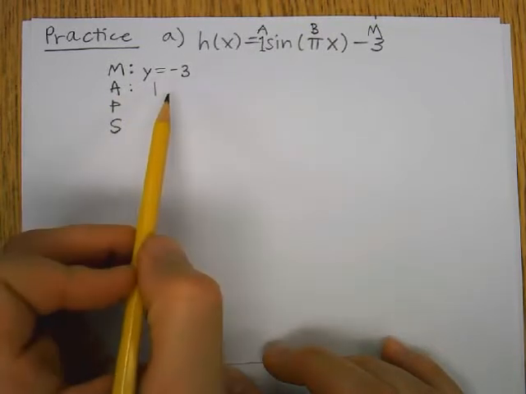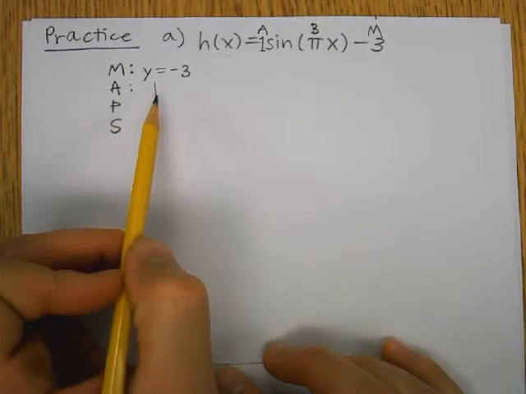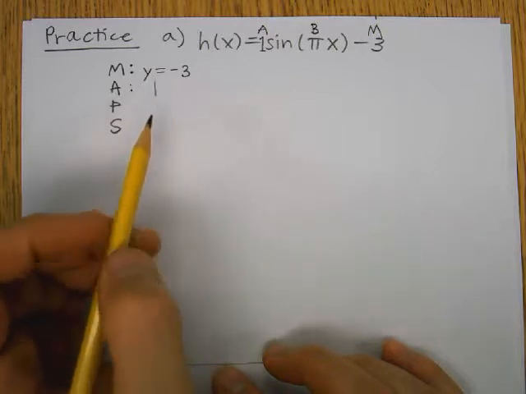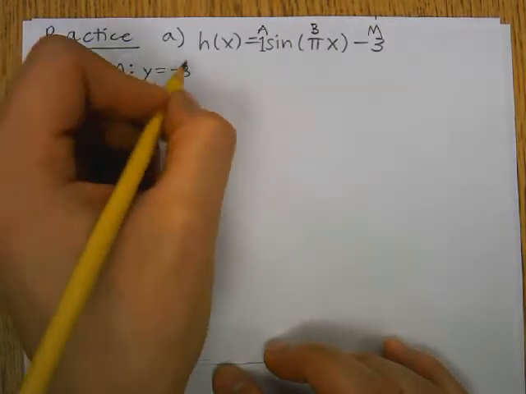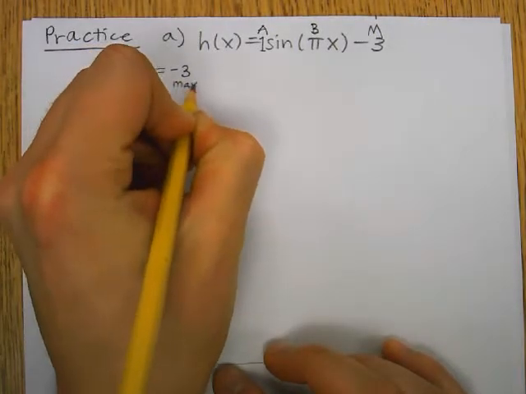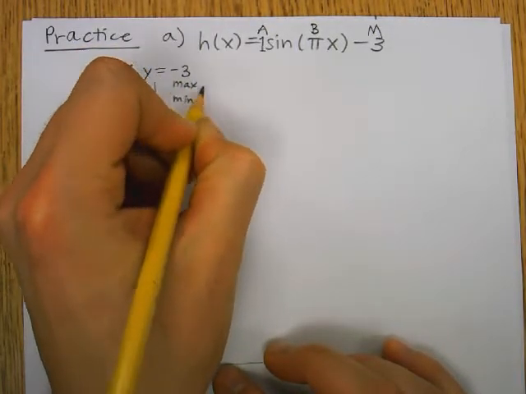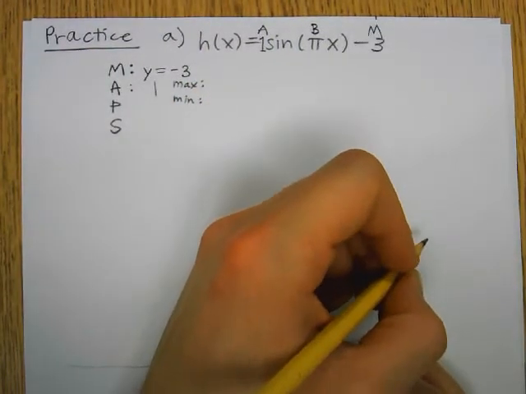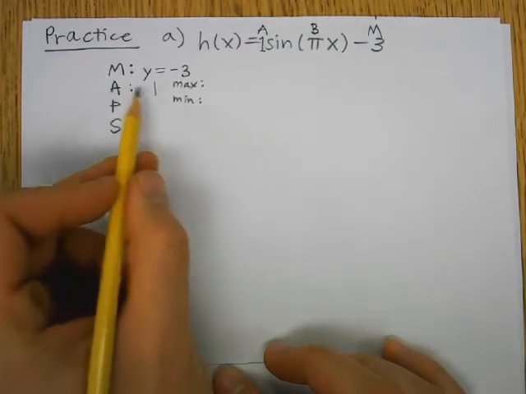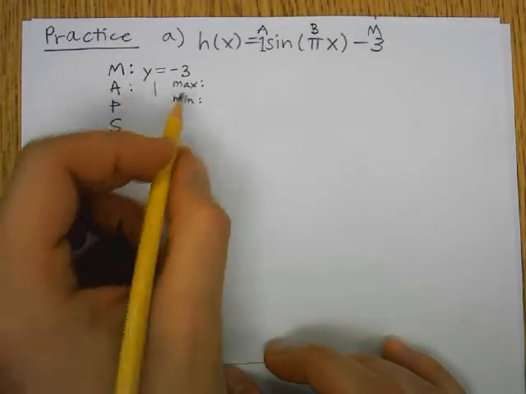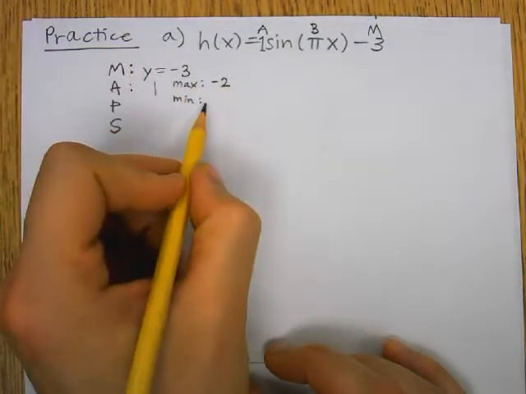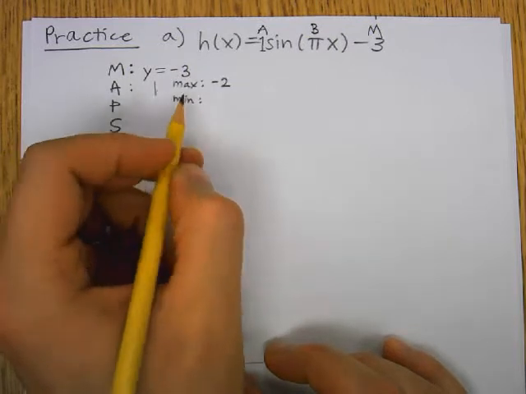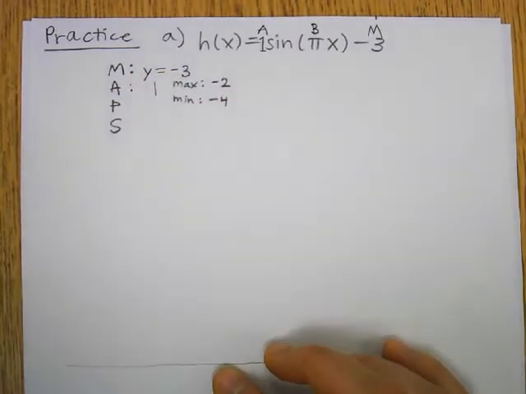My amplitude, like I said, is 1 because there's no other number written in front of the sine function, so I know that there's an imaginary 1 there. And because the amplitude is 1, I now also have enough information to identify what the maximum and minimum values of this graph will be. The maximum of this graph is going to be m plus a, so negative 3 plus 1 is going to take me up to negative 2, and the minimum will be the midline minus the amplitude, negative 3 minus 1, which is negative 4.